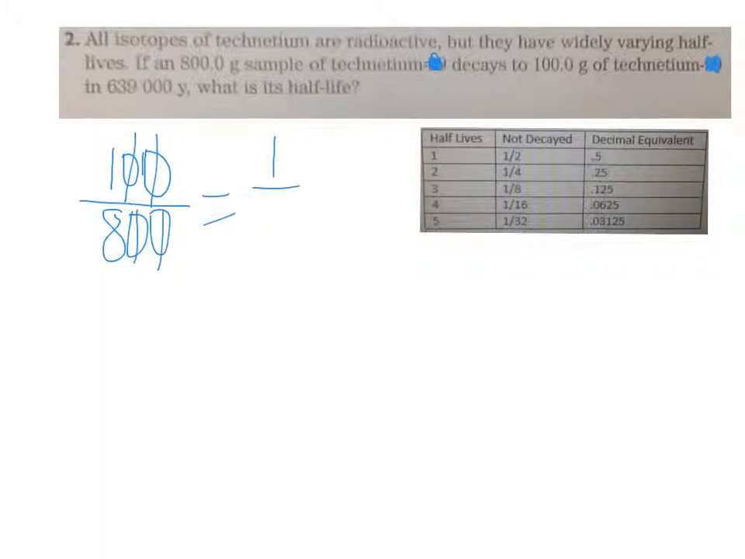So we need to, again, figure out what fraction of the original sample we have left to give us the number of half-lives in this problem, just like number 1. So we started out with 800 grams, ended up with 100. If you divide 100 by 800, you're going to get 0.125, or you could also cross out the zeros and see that this is equal to 1/8. So whether you use a calculator or just cross out the zeros, you're going to see that 3 half-lives have occurred.